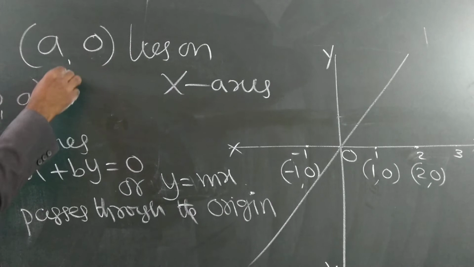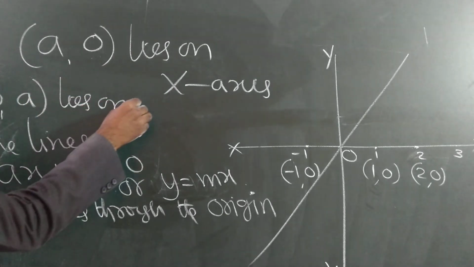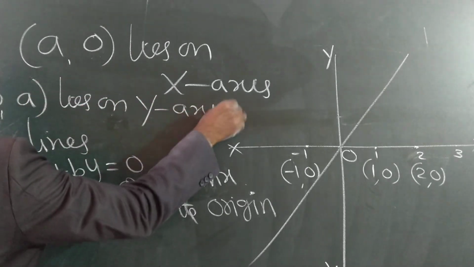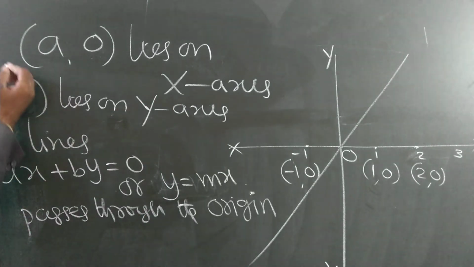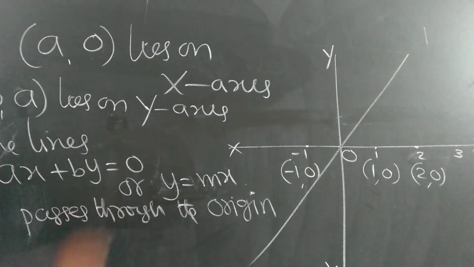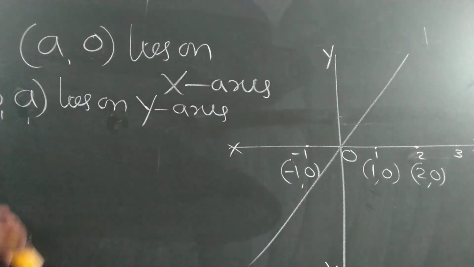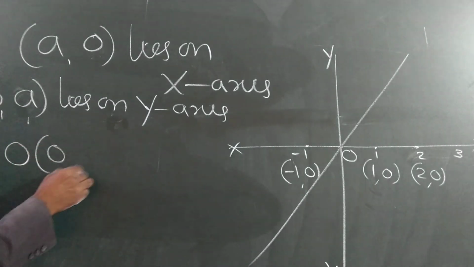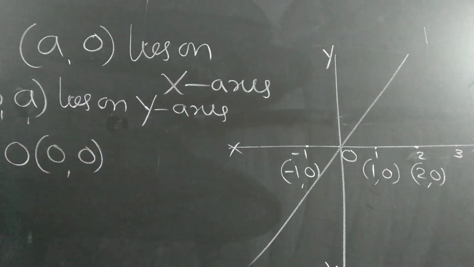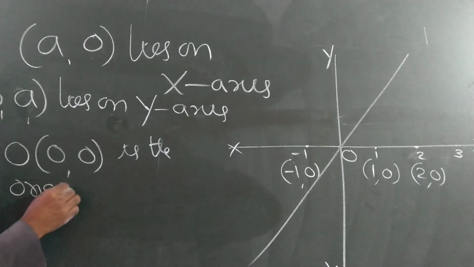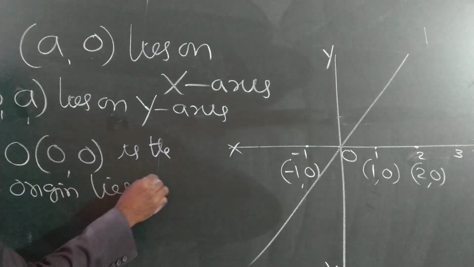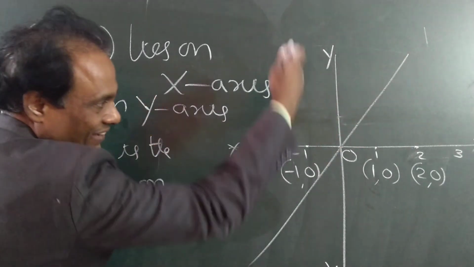Zero comma a lies on the y-axis. If x is 0 and y is some number other than 0, then it lies on the y-axis. Zero comma 0 is the origin. It lies on both the axes. It lies on the x-axis and the y-axis, no?